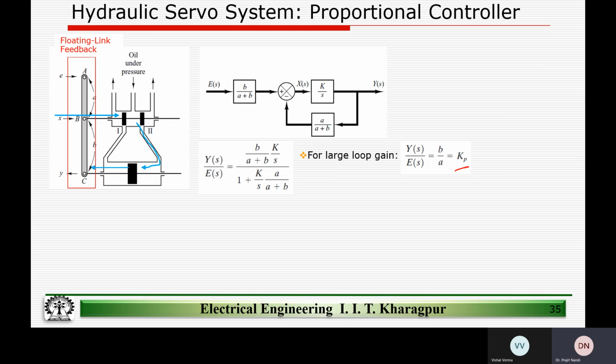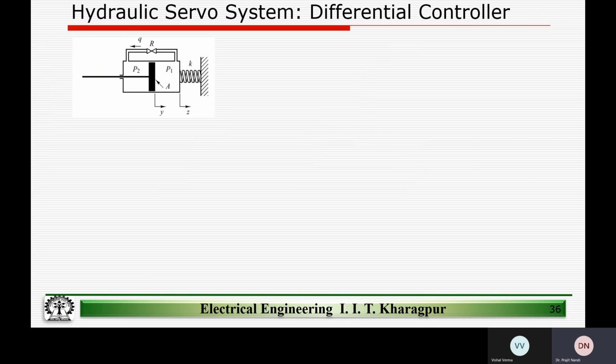So this is how, using a simple feedback, we have a hydraulic servo system. We have an integrator. This was our integrator, and using this feedback mechanism we have formed a loop, and the overall transfer function turns out to be a proportional controller.